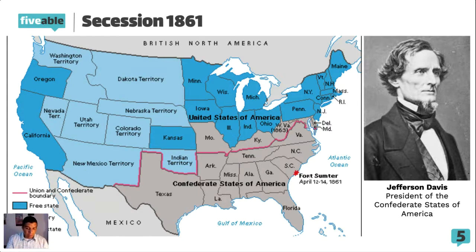Well, the United States, now the Union, had an army base here in Fort Sumter, and it's attacked, and this officially begins the American Civil War. And they elect their own president of the Confederate States of America, Jefferson Davis. He becomes the first president and the only president of the Confederate States of America. And we have the start of the Civil War in 1861.